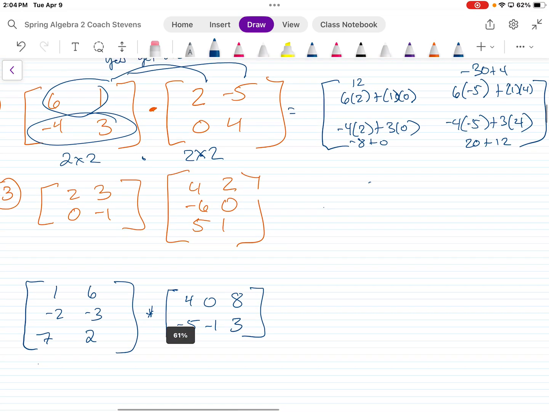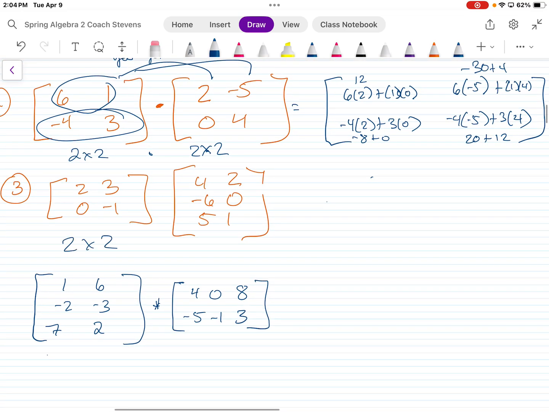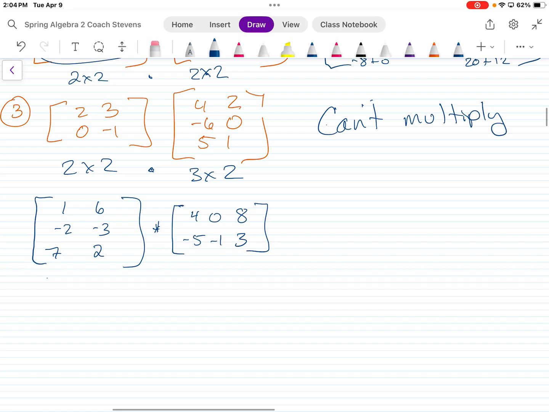All right, next one. We have a 2 by 2 times a 3 by 2. Am I allowed to multiply? Very good. We can't multiply. So we move on to the next one.